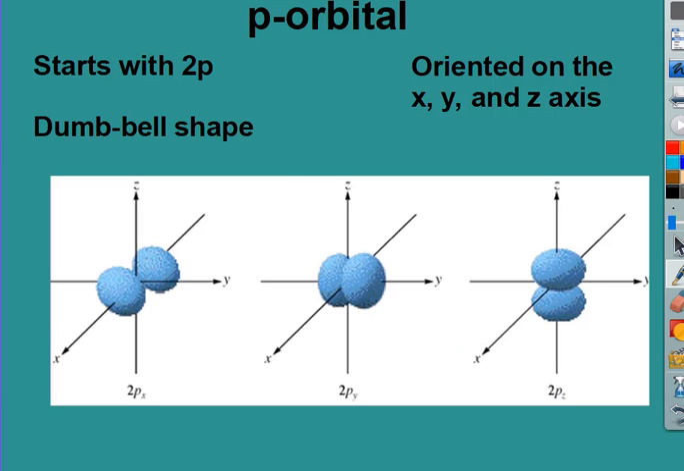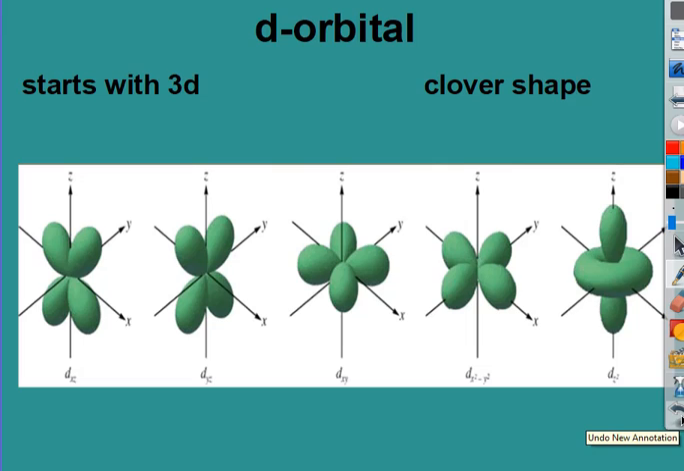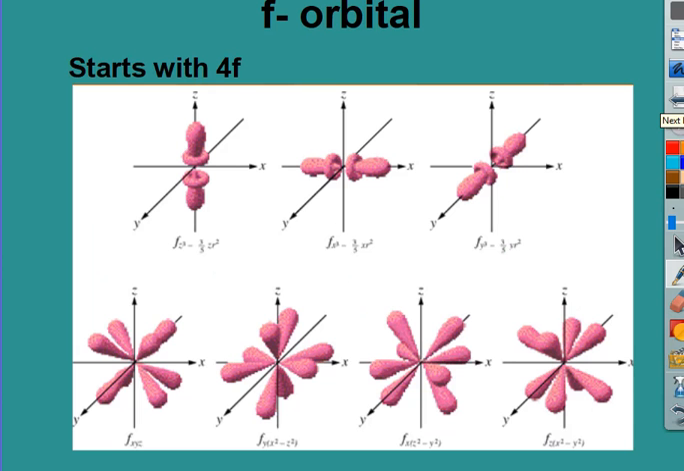You don't have to know the shapes of the different orbitals, but P is a dumbbell shape and there's 3 different orientations. That's why the P has 3 orbitals. The D has 5 different orientations around the axes. It has a clover shape for the most part. And since it has 5 orientations, that's why we always draw 5 orbitals when we're dealing with it. And the F's have 7. They just have a complex shape.